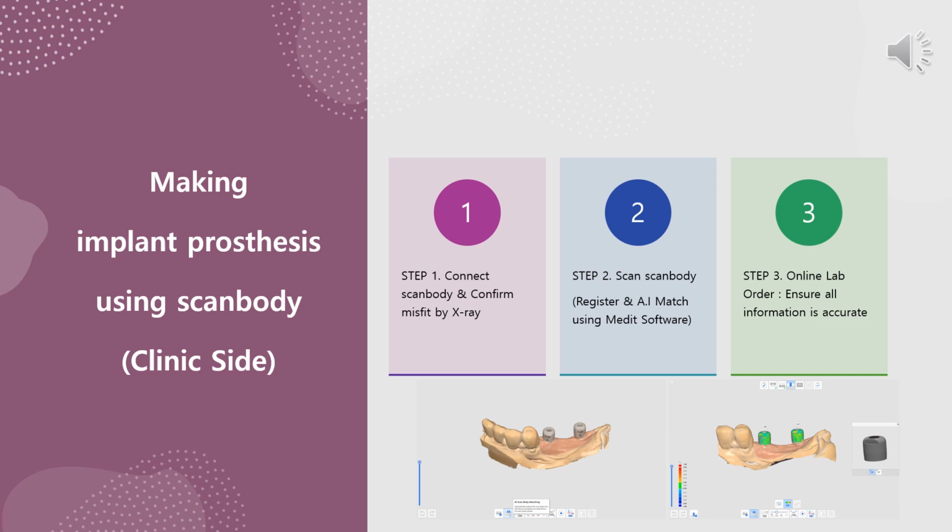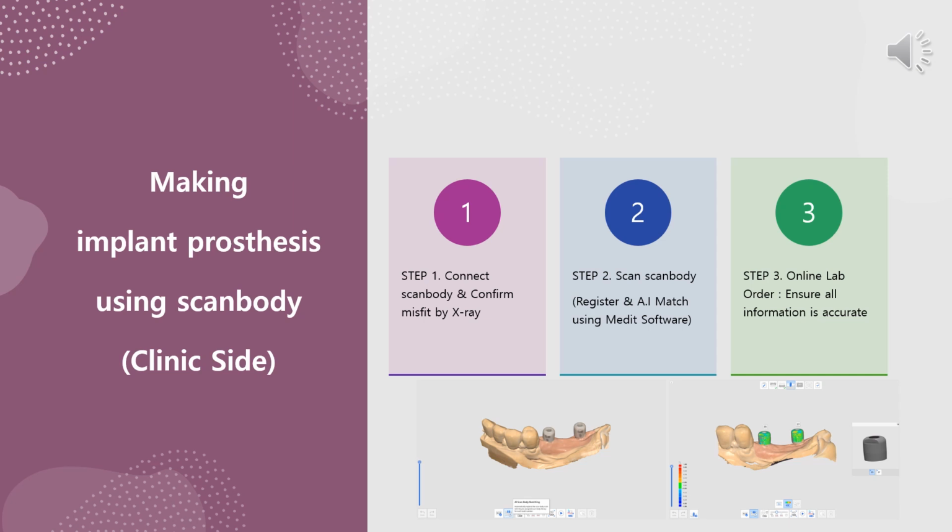Step 1. Connect the scan body and take an X-ray. Here we have to check if there is any misfit. Step 2. Scan the scan body. No deformation should occur during the scanning process. To do that, choosing the right size scan body is very important. To be more accurate, you can take advantage of the Medit software. You can register the specifications of the scan body in advance so that matching will occur simultaneously with the scan.